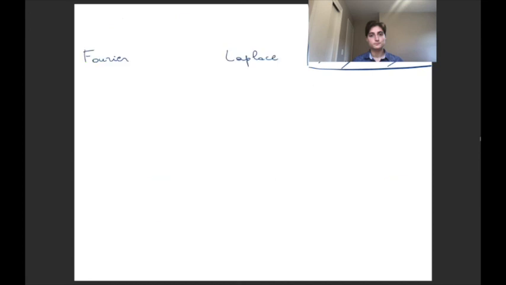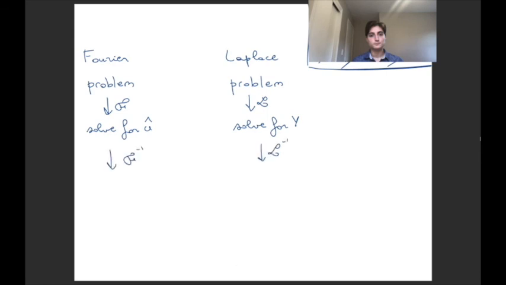So let's compare our workflow between Fourier and Laplace. We have a problem. We apply Fourier or Laplace transform. We solve for u hat or for Y, capital Y. We invert Fourier, we invert Laplace, and we have the solution. So the workflow is the same.